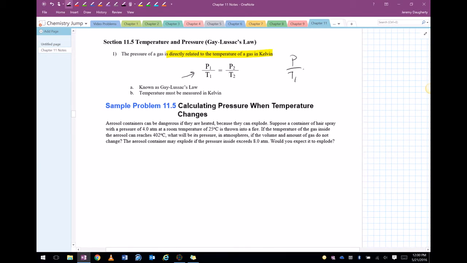If I was going to show this relationship, usually they show it like this: the pressure is proportional to the temperature times some constant K. Solving that for a more useful equation: here's the pressure and temperature at some time, and here's the pressure and temperature at some different time where we have changed something about that gas.